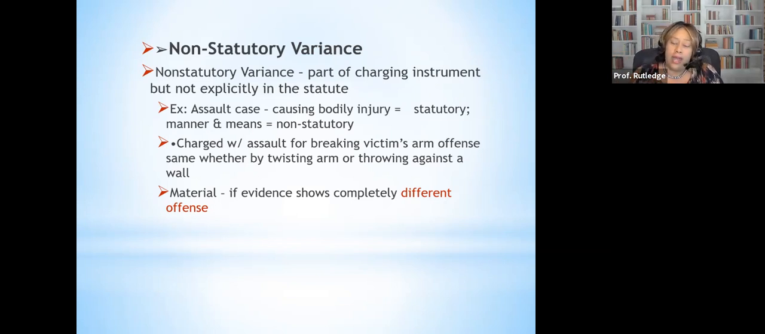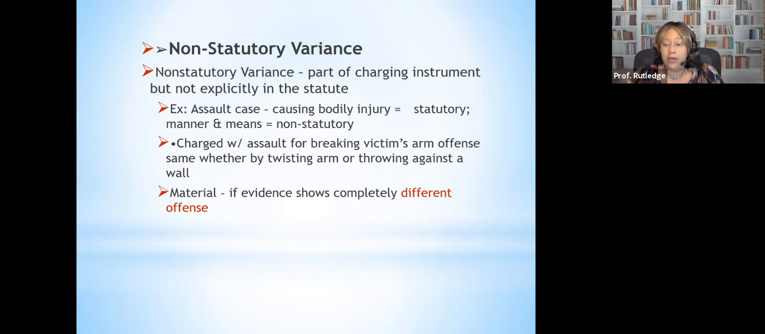So think of an assault case. Assault causes bodily injury. That's in the statute. The manner and means in terms of how the assault occurred, whether you kicked them with your foot, you struck them with your hand, that's the manner and means. That's not statutory. So if you charge someone with assault for breaking the victim's arm, the offense is the same, whether you broke their arm because you twisted it or you threw them against the wall. That's a non-statutory variance. Okay.